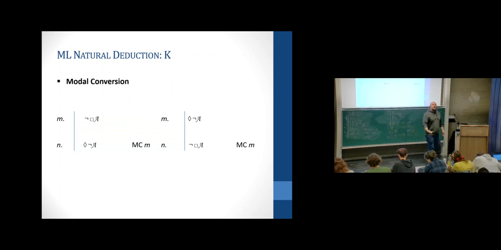And you can guess what the other version of modal conversion is going to be. It's just flipping these around. If it's not possibly true, then it's necessarily false. If there is no situation where it's true, then in every situation it must be false. Do we see the relationship between the previous slide and this one?